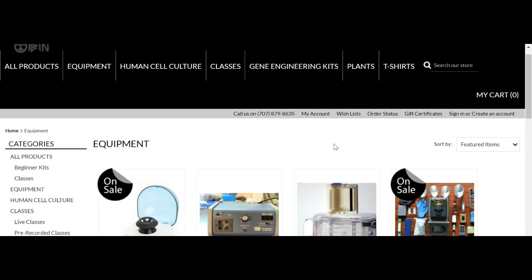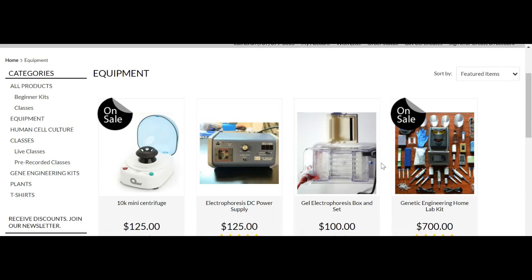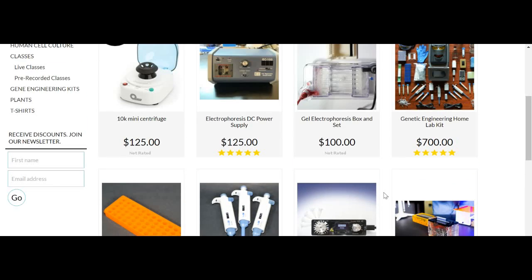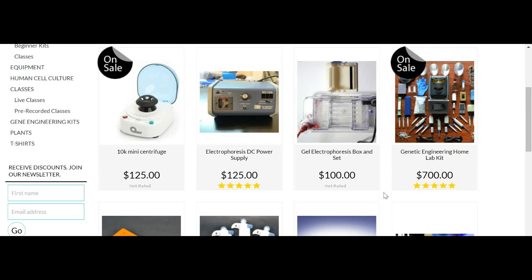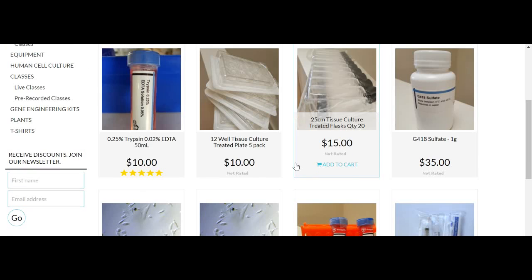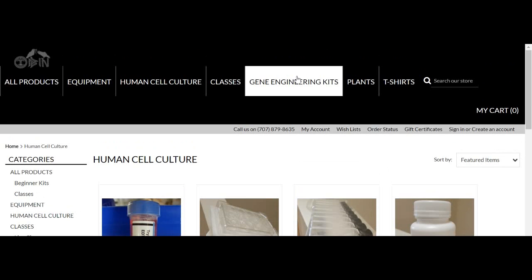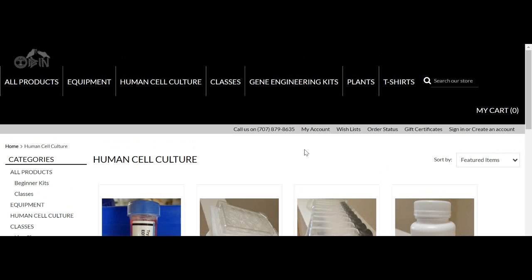And moving on from kind of more bioinformatics resources, actual stores where you can buy the equipment and consumables and reagents that you'll use in your experiments. I think we'll start off with The ODIN, since it's a pretty useful one. The ODIN has equipment, like you can see here. So everything from electrophoresis power supplies, centrifuges, PCR machines. It is a little bit limited, but they also do have a lot of pretty cool reagents. So, for example, trypsin you can get here, L15 media, things like that. And they also do provide, famously, gene engineering kits as well. So The ODIN, useful resource for that.